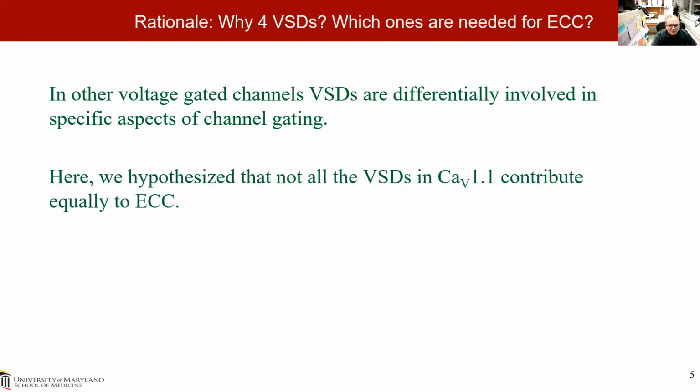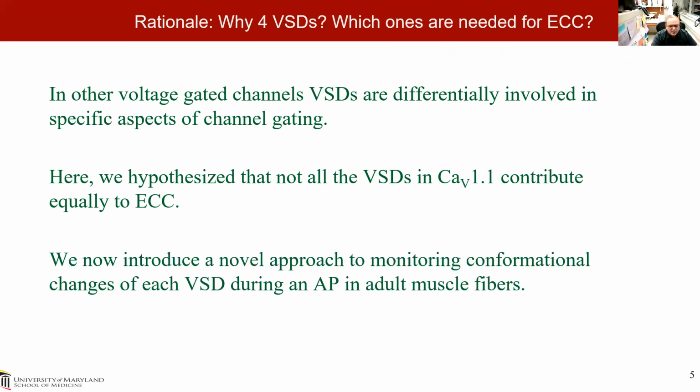Here, we hypothesize that not all the voltage sensing domains in CaV1.1 contribute equally to excitation-contraction coupling. We now introduce a novel approach to monitor conformational changes in each voltage sensor domain during an action potential in adult muscle fibers. Our goal is to track voltage sensor movement in its native membrane environment, where it can interact with other essential and critical regulatory proteins in response to the physiological action potential stimulus.